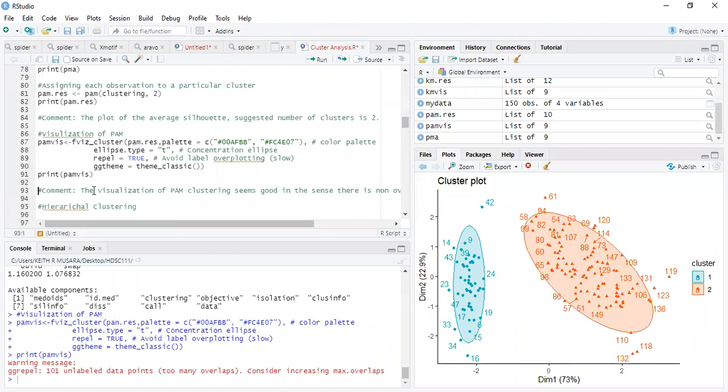So any question on PALM, which is the partitioning around the medoids?